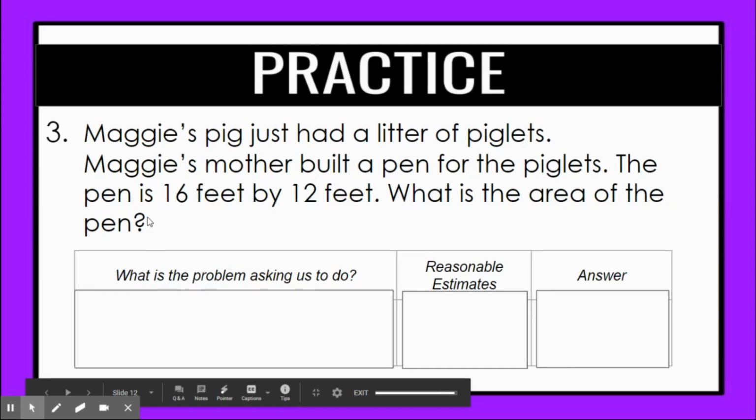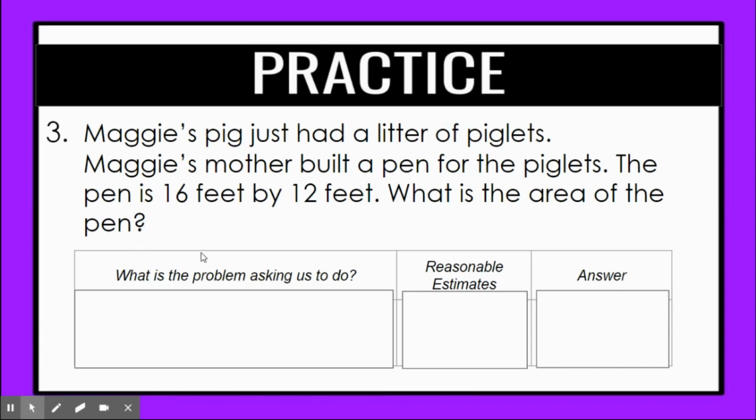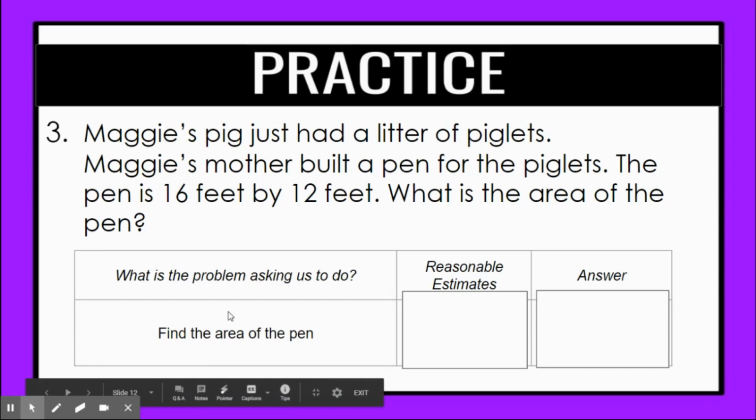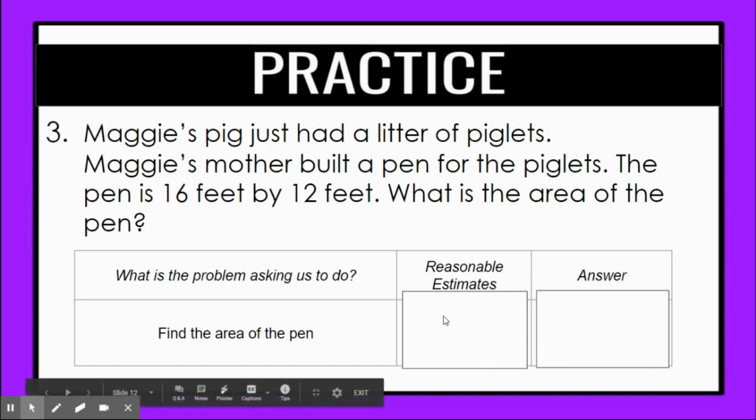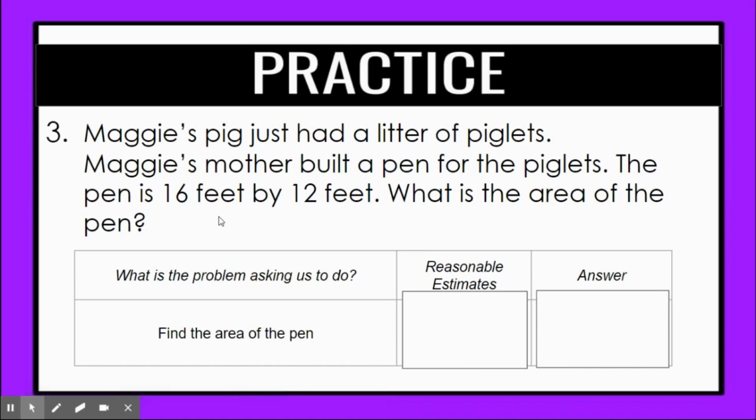So again, find the question marks. There's 1. What is the problem asking us to do? It's asking us to find the area of the pen. Now think about what that means you're going to have to be doing. That means you're going to need the dimensions so that you can multiply 16 by 12. So write down what your estimate is. What do you think? And remember, you could do 2 numbers, like a low number and a high number. Got it?